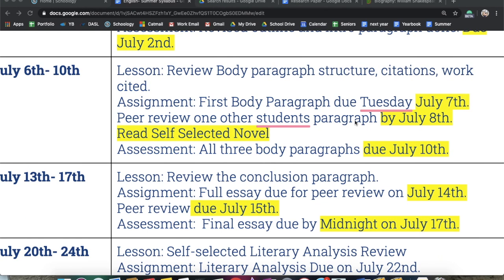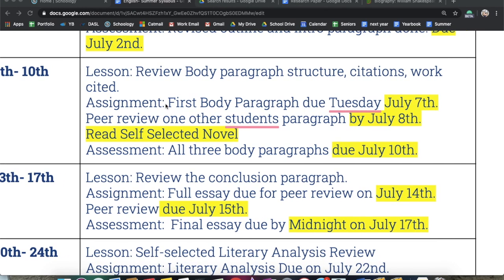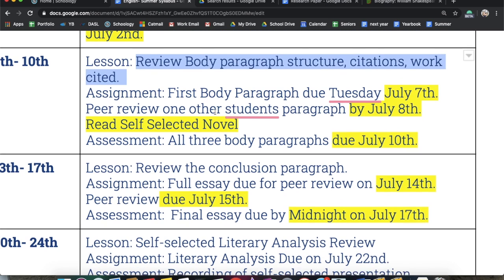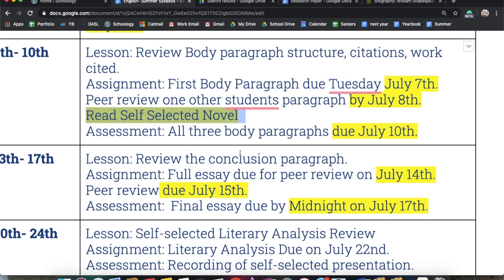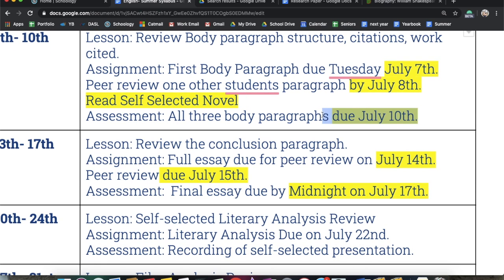As this last part, I just wanted to review again what you guys are going to be doing this week. We're going to review body paragraph structure, citations, and works cited, which you can see in my example of the research paper. Your first assignment is going to be due on Tuesday, July 7th. It's just your first body paragraph, and I'm going to have you put it in the discussion post. And then you are going to peer review another student's body paragraph by July 8th. Don't forget to read your self-selected novel. And then all 3 body paragraphs are going to be due by July 10th. Let me know if you have any questions.